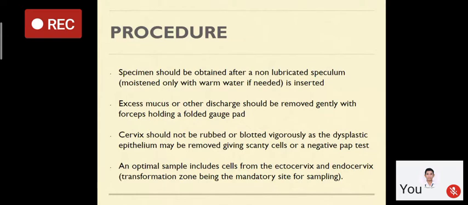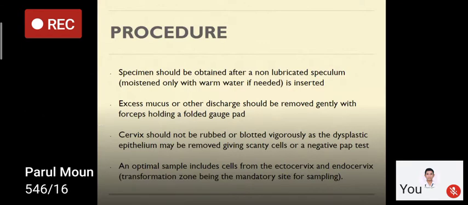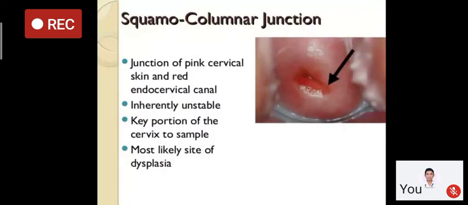An optimal sample includes cells from the ectocervix and endocervix. The transformation zone should be sampled, it is the mandatory site for sampling, because, as I told you, cervical cancer originates from the transformation zone. Now if we see the cervix, this is how the cervix looks like.